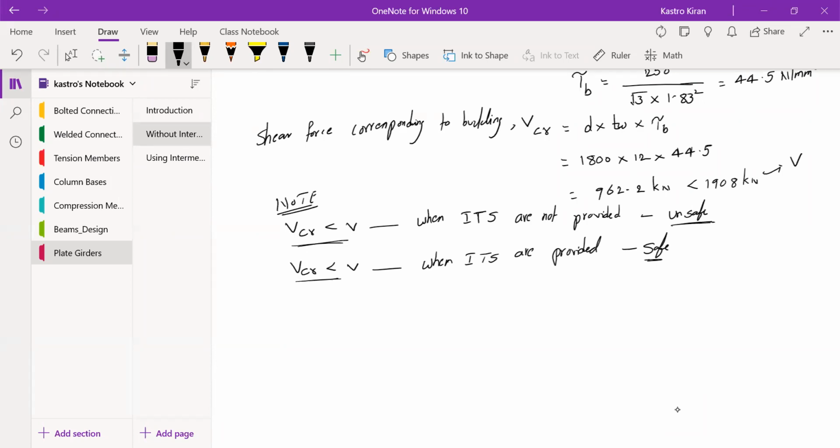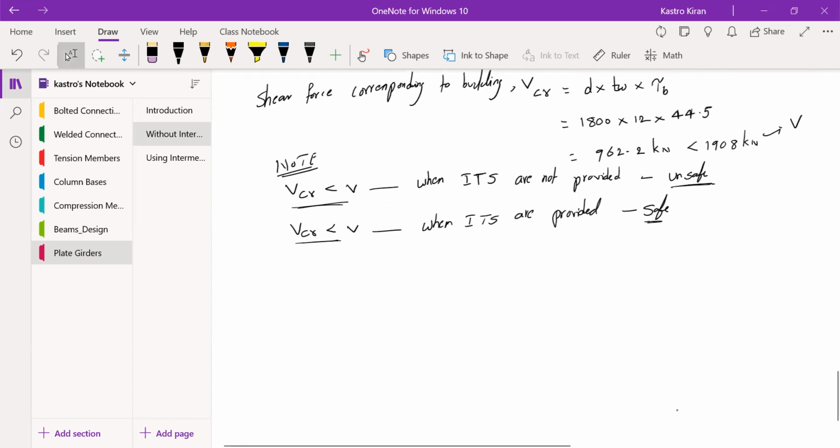How will you determine the next step? So you have to mark the section as an unsafe section. Let's write this: since VCR is less than V, the section is unsafe. How will you make the safest section? You can make this section the safest section by increasing the thickness of the web. Remember, you can make this section the safest section by increasing the thickness of the web.